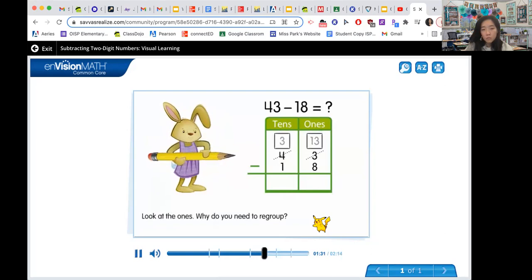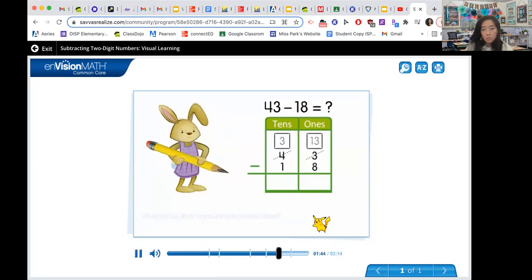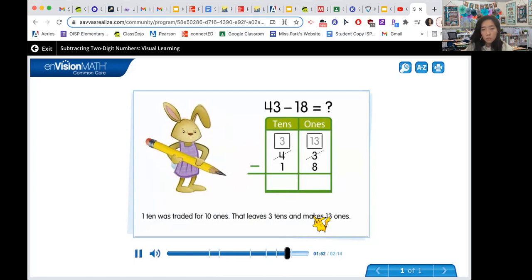Look at the ones. Why do you need to regroup? You cannot subtract 8 ones from 3 ones. What shows that regrouping has been done? 1 ten was traded for 10 ones. That leaves 3 tens and makes 13 ones. What is the difference of 43 minus 18? 43 minus 18 is 25. Now you know how to use paper and pencil to subtract two-digit numbers.